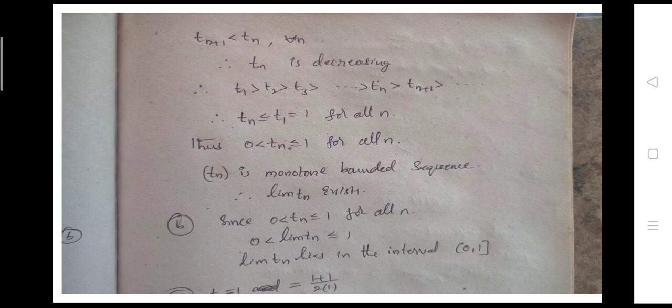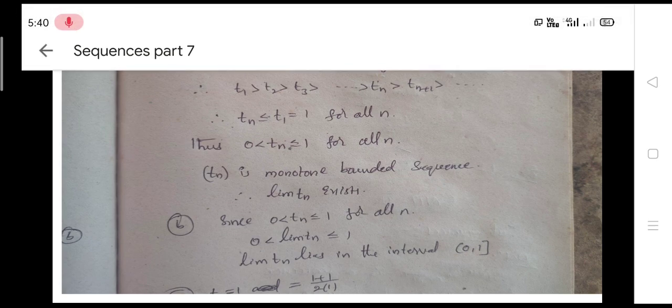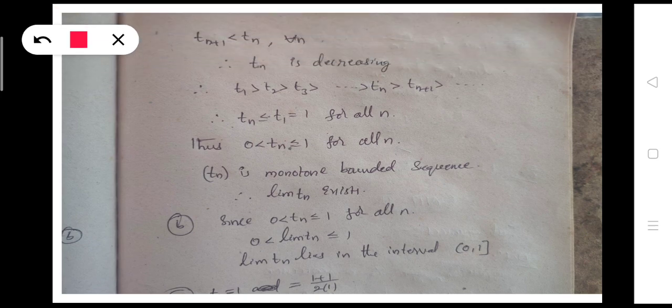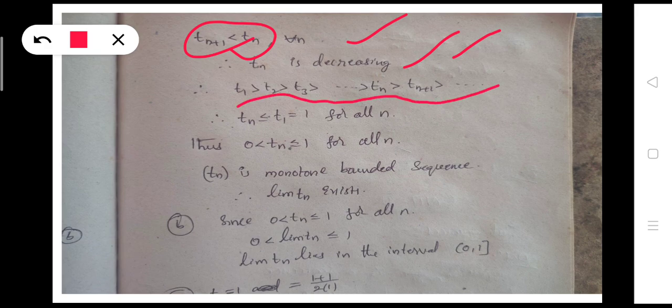So Tn plus 1 minus Tn is less than 0 means Tn plus 1 is less than Tn for every n. Therefore, Tn plus 1 is less than Tn, and this inequality shows Tn is a decreasing sequence. That is the decreasing sequence condition. Therefore, Tn is decreasing, which is written as T1 greater than T2 greater than T3 and so on, Tn greater than Tn plus 1 and so on.